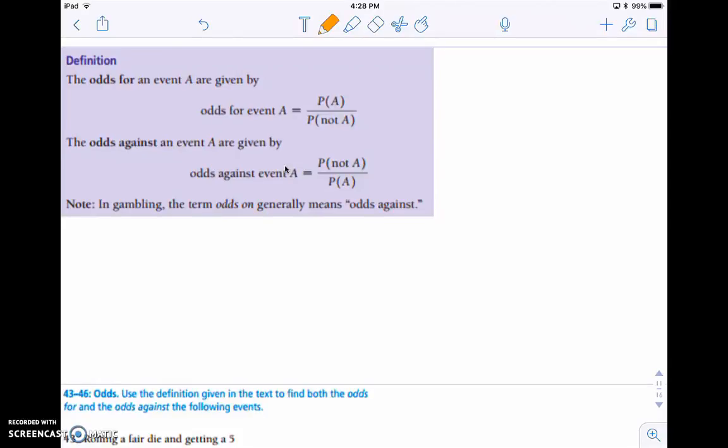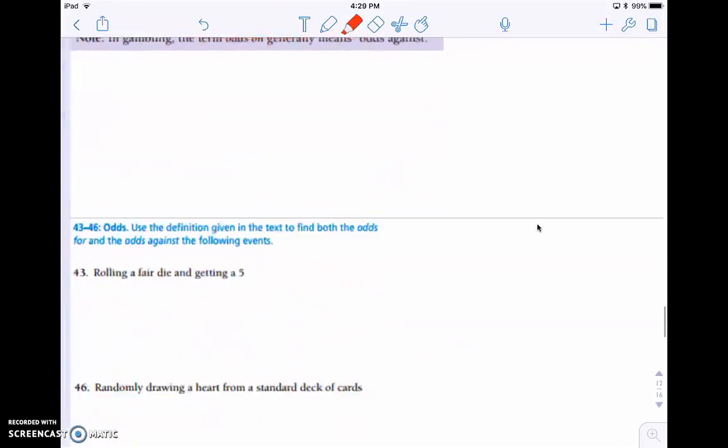So when you hear this idea of odds, here's another application of the probability of A and the probability of not A. The odds for an event A is the probability of A divided by the probability of not A. Then the odds against some event A is the probability of not A divided by the probability of A. So those are the basic definitions for finding odds of an event.